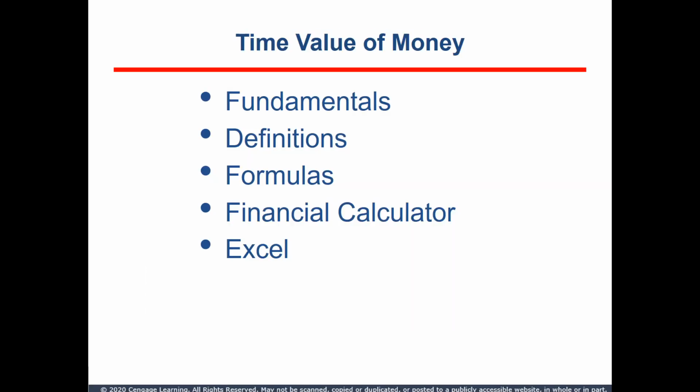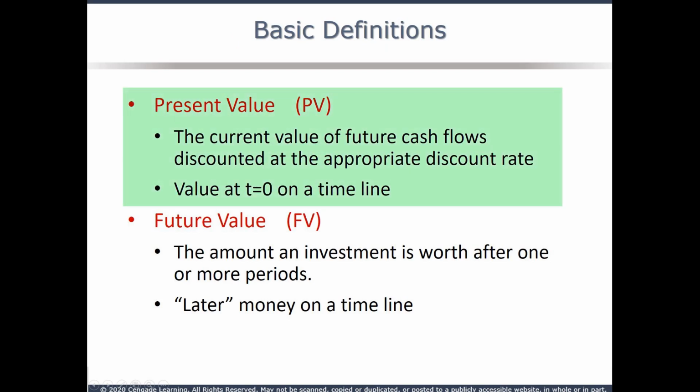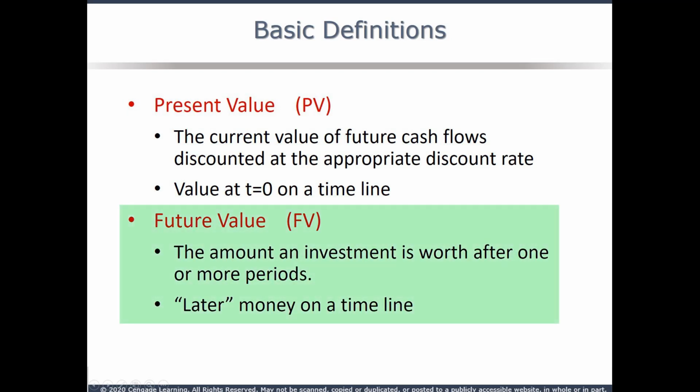Time value of money problems are quantitative and can be solved in several ways. First, we have to understand the definitions. We'll look at the formulas as well as solving TVM problems with a financial calculator and in Excel. Present value is the value at time 0, today. When looking at a stream of cash flows over time, present value is the current value discounted at an appropriate rate. Future value is a more intuitively comfortable concept. This relates to the value at some point in the future of an investment made today.